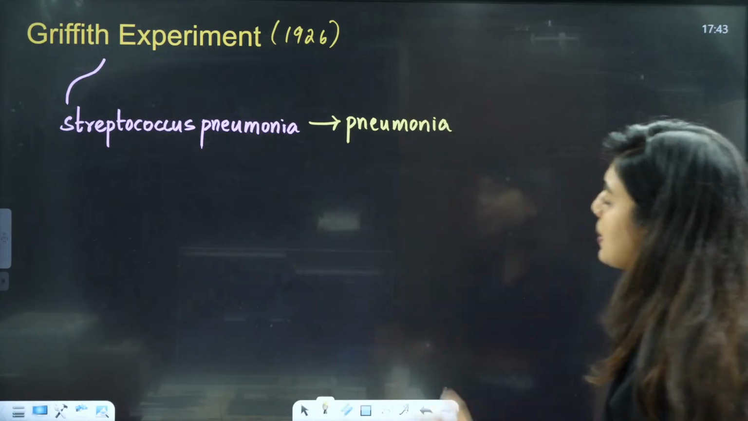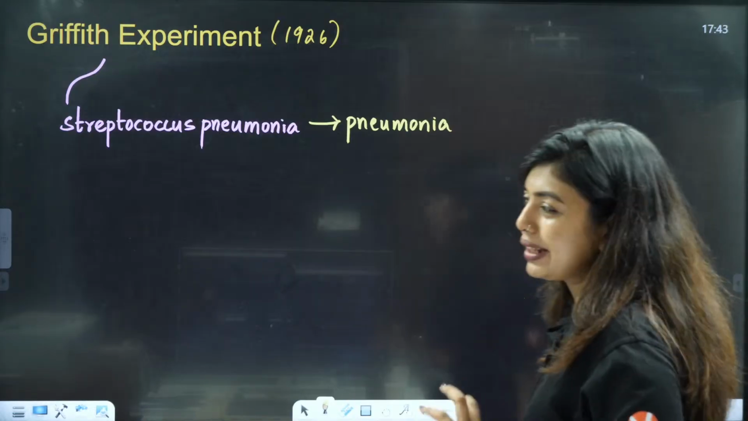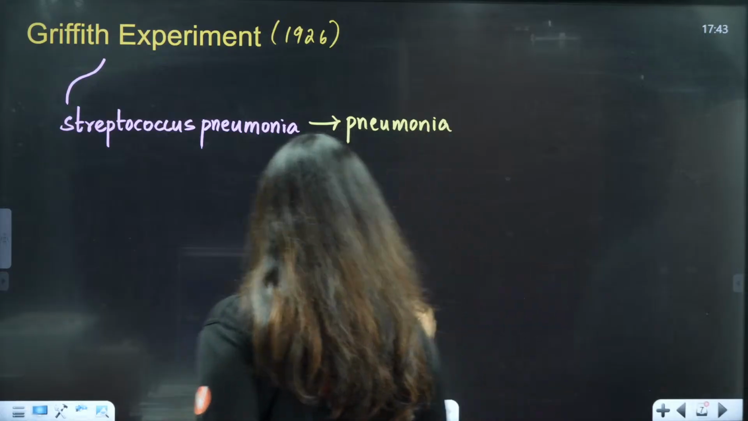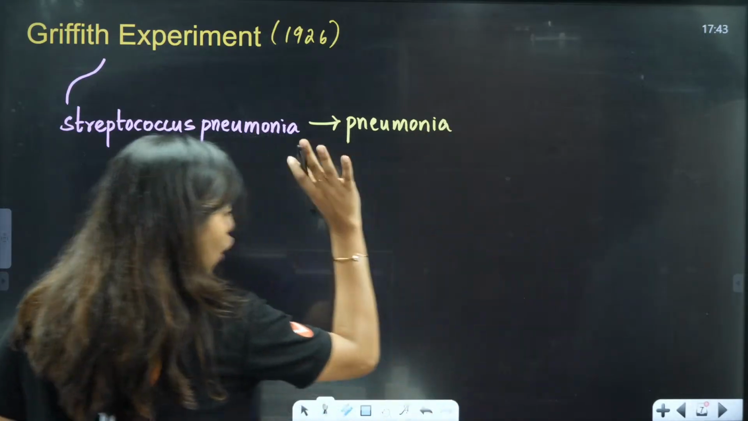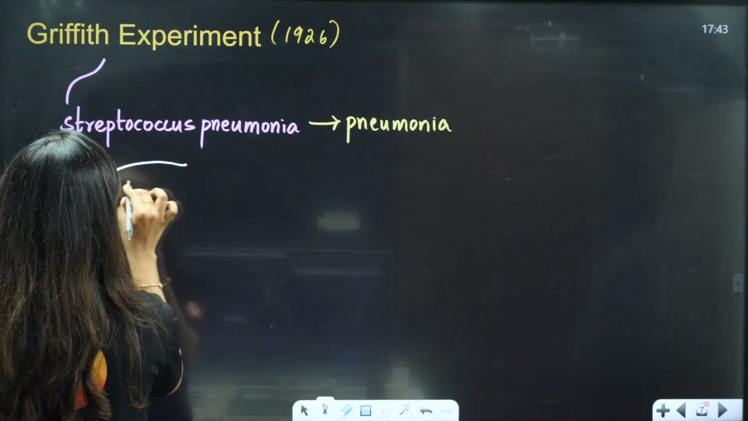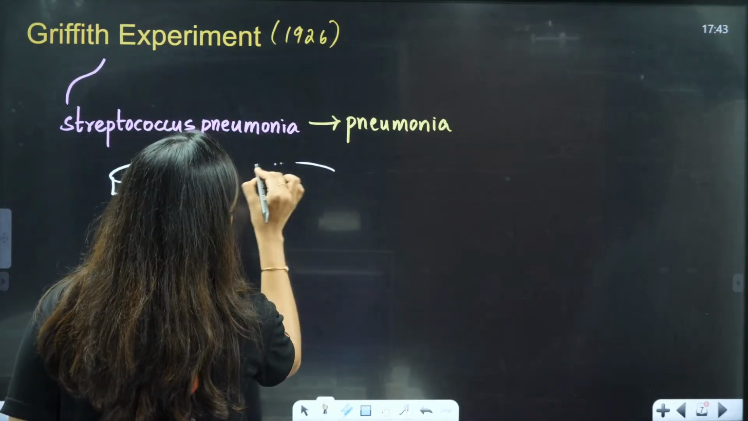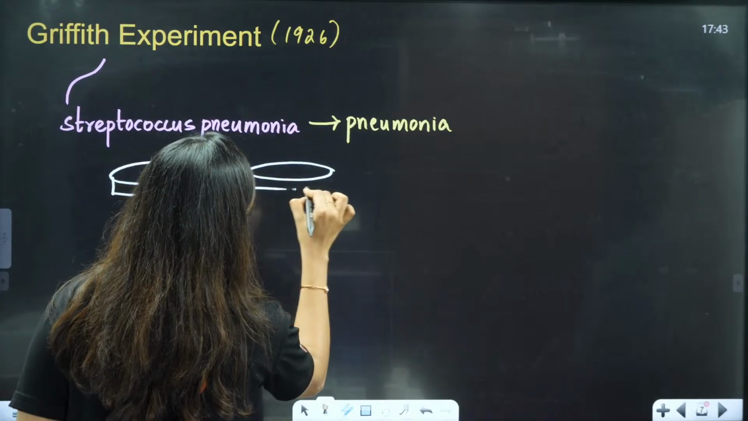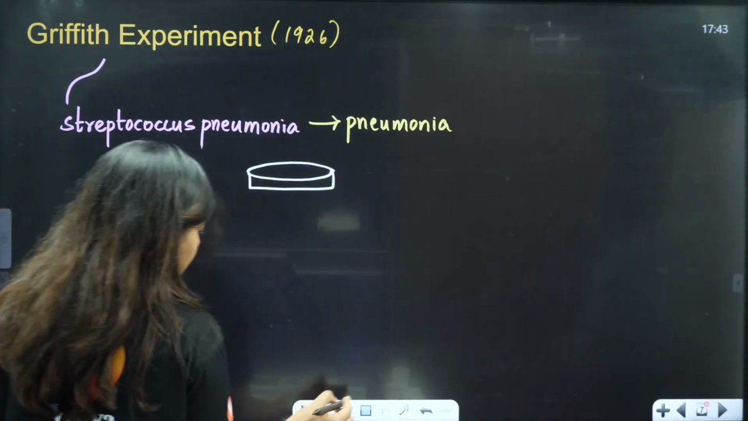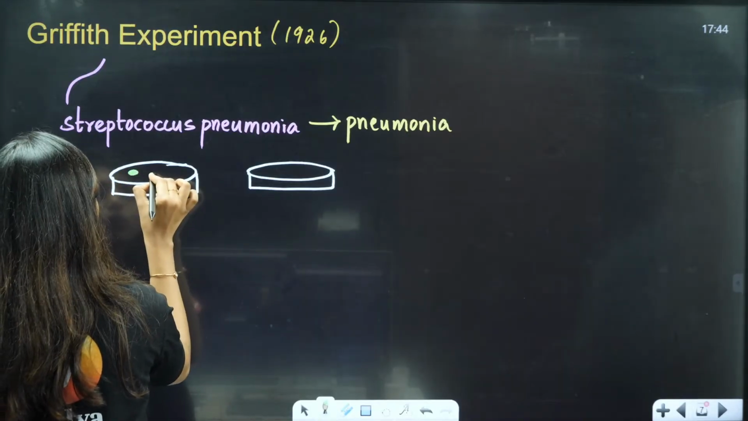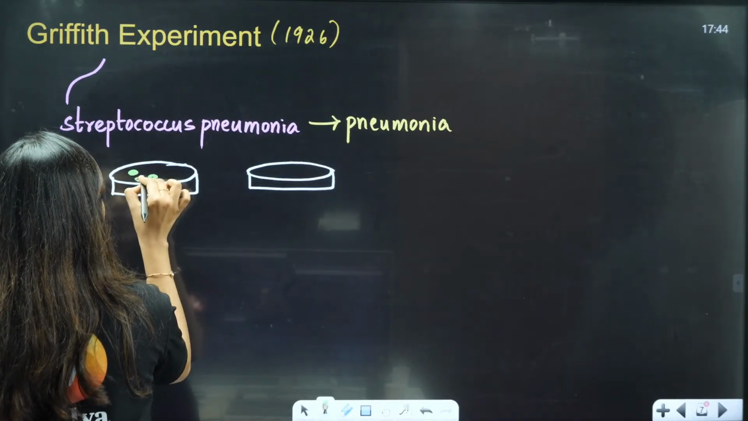So here what happens, Streptococcus pneumoniae is the one that causes pneumonia. He was working on Streptococcus pneumoniae and he noticed that there were two colonies that were formed. So this is, let's say, one Petri plate, this is one more Petri plate, two Petri plates are there. He noticed that two different colonies are growing.